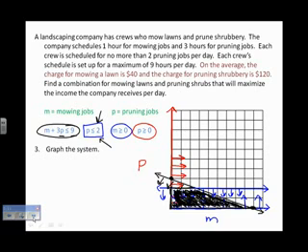Alright, so I now need to find my constraints. Oh, right. Actually, sorry, my vertices. I already did my constraints. So I want to find the coordinates of the vertices. So I have a vertex here, here, here, and here.